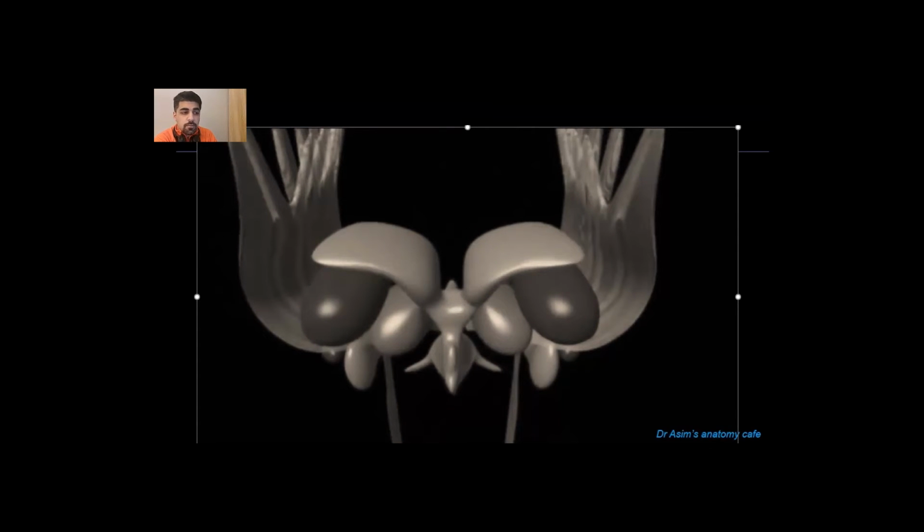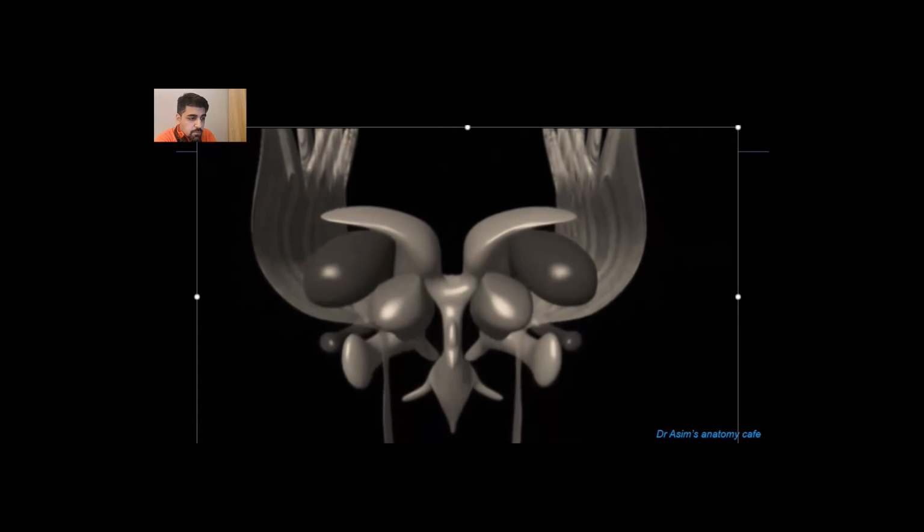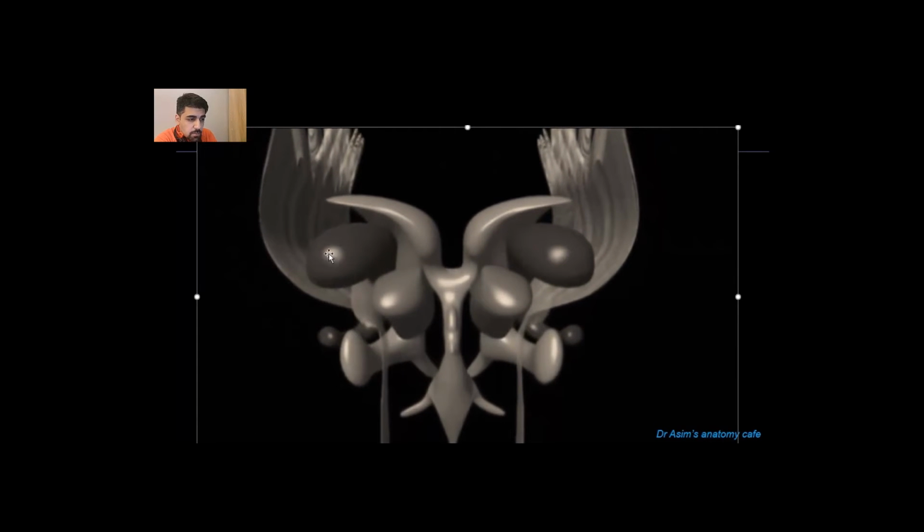This is another frontal view of the same structures, and you can clearly see the corona radiata and the internal capsule situated lateral to the caudate nucleus. You're looking at the head of the caudate nucleus over here. This is the frontal horn of the lateral ventricle, and you can see the thalamus over here. So both the caudate nucleus and the thalamus are the medial relations of the internal capsule.